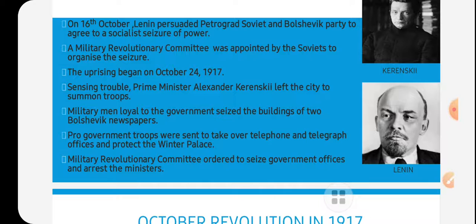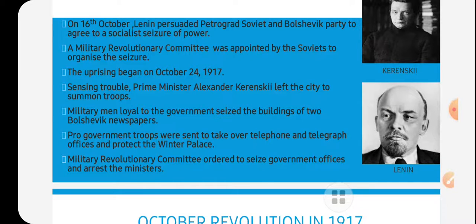Hope you understand this. A military revolutionary committee was appointed by the Soviets. Soviets, you can understand, are the councils under Lenin and Trotsky to organize the seizure, meaning they wanted to take everything under their own control. The date of the event was kept secret. It was not told to anybody so that chaos could be avoided and others would not know. So the uprising began on 24 October.